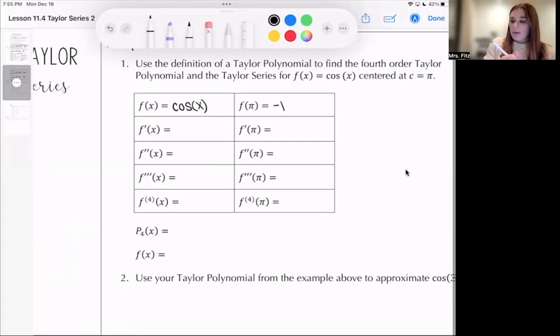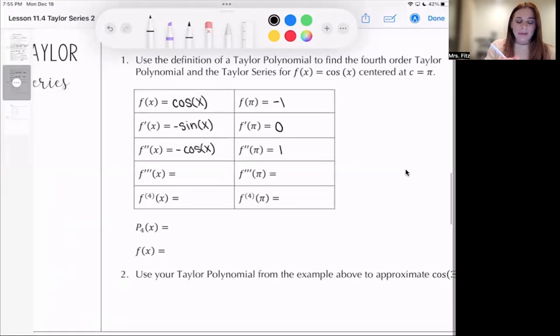Now the derivative of cosine is negative sine of x. Negative sine of pi would just be 0. And then the derivative of negative sine of x is negative cosine of x. Negative cosine of pi would be +1, -1, right? Derivative of negative cosine of x would be positive sine of x. And evaluated at pi, sine of pi is 0. Derivative of sine of x is cosine of x. And cosine of pi is -1.